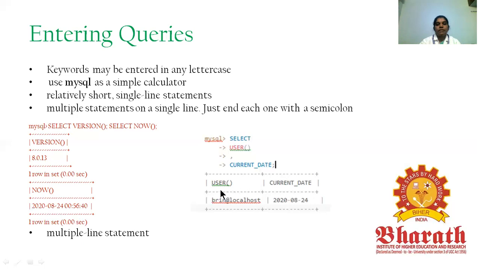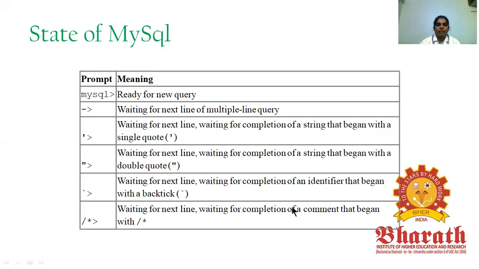Then multi-line. Suppose, see in this example, select. Here I missed typing the remaining part in the line, so automatically it displays the minus greater than symbol. There I typed user(), then comma, current_date. Actually it's a single statement only, but written in more than one line. So it displays the username and the current date.